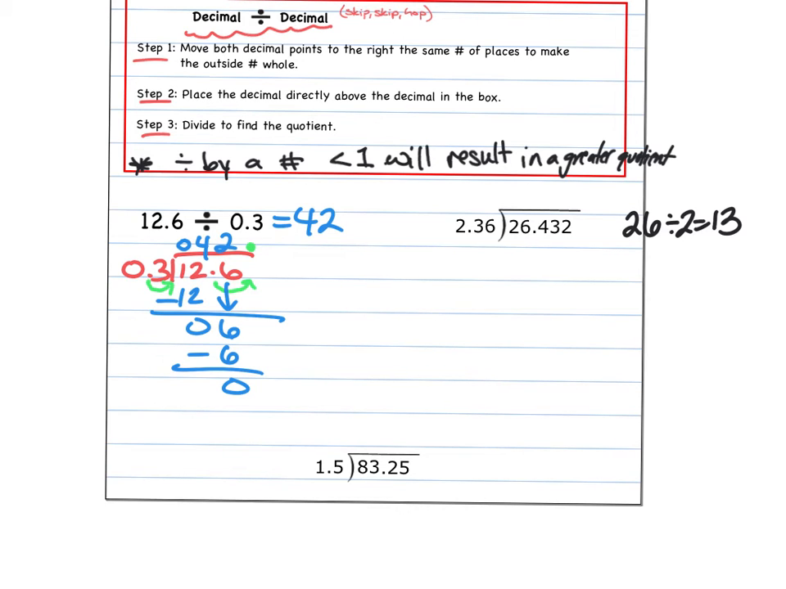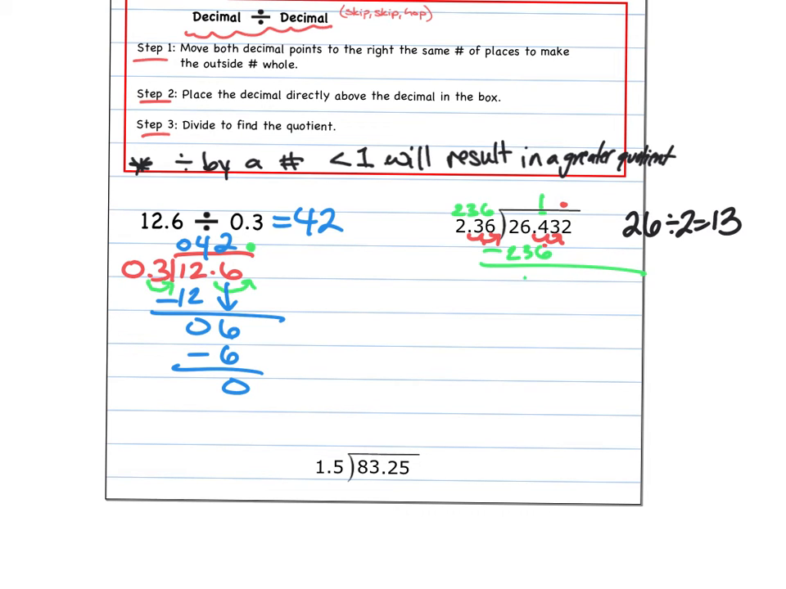Same thing, step 1, I'm going to make this a whole number, which means right now I'm really multiplying by 100, moving the decimal 2 to the right. So then to keep this equivalent, I'm going to do the same thing here. Place my decimal up top. Skip, skip, hop. Divide as normal. So now I'm really looking at this as 236 going into 264. That would be 1 time, staying right above that 4.